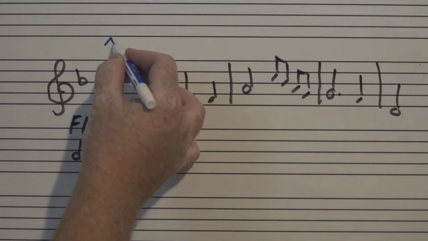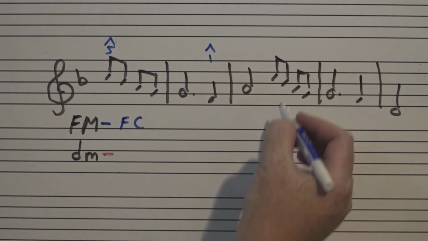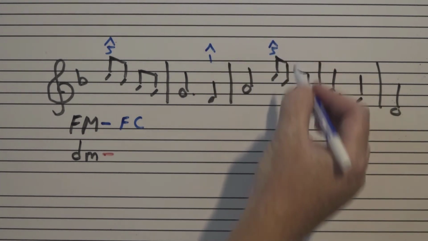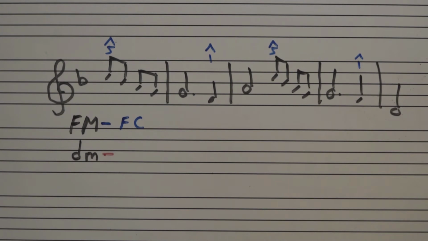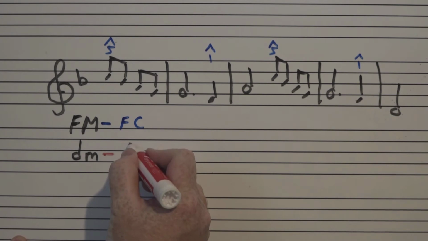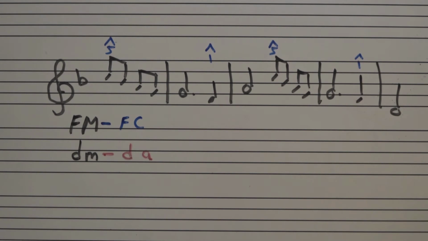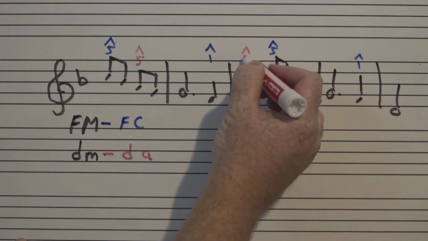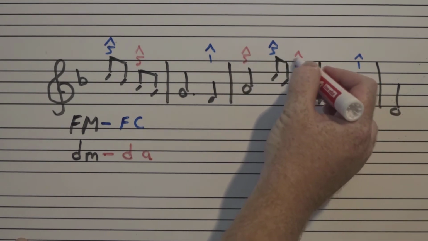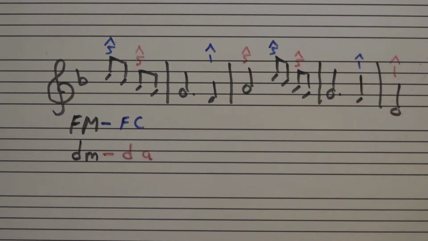Well, there is scale degree 5. There is scale degree 1. And there is scale degree 5. And there's scale degree 1. Let's also look for scale degree 1 and 5 in D minor. And that is scale degree 1 is D, and scale degree 5 is A. Well, here we have scale degree 5 and scale degree 5, scale degree 5, and not a scale degree 1 until the very end.